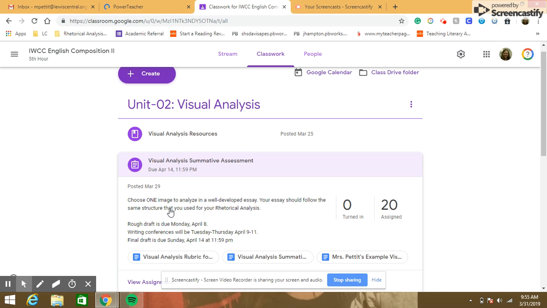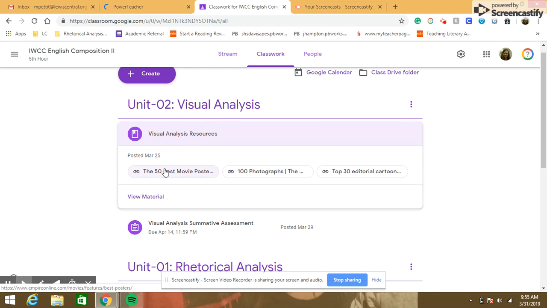So where can you find an image? If you look at the visual analysis resources, which is posted right above, remember, I included 3 links here to get you started. You have the 50 best movie posters of all time, the 100 photographs from Time magazine that changed the world, or the top 30 editorial cartoons from 2018. You are not limited to these options, but if you're someone who needs a place to start, that's where I would go to find some inspiration. The big thing is you want to pick a picture that you feel like you can actually write a full essay about.